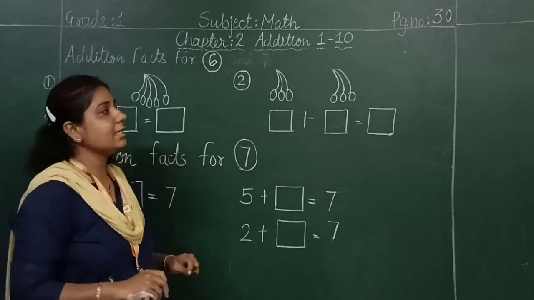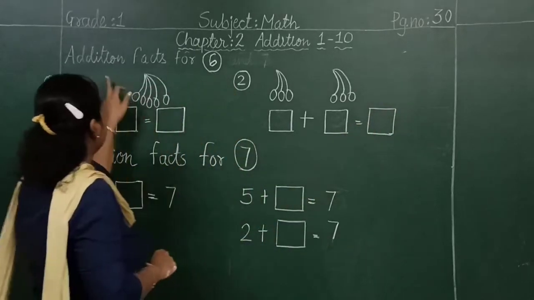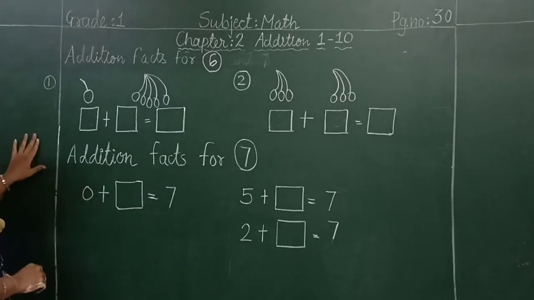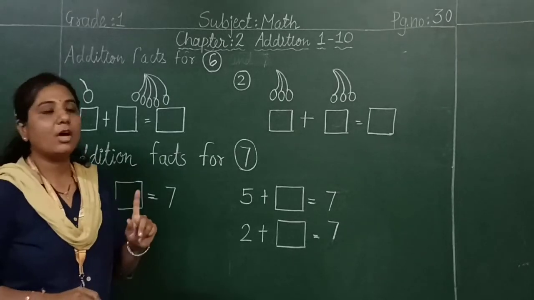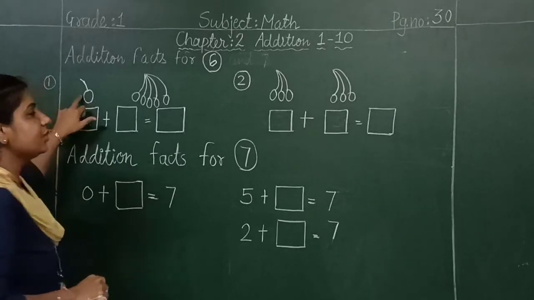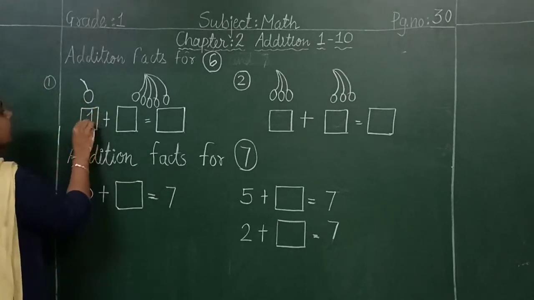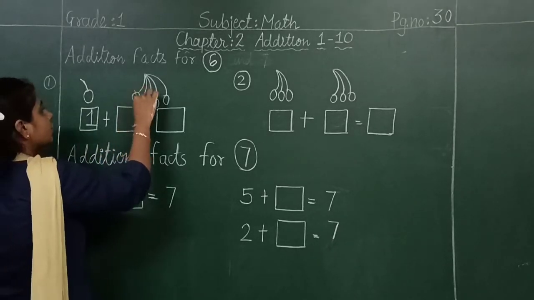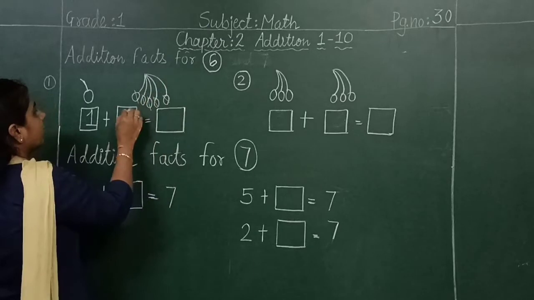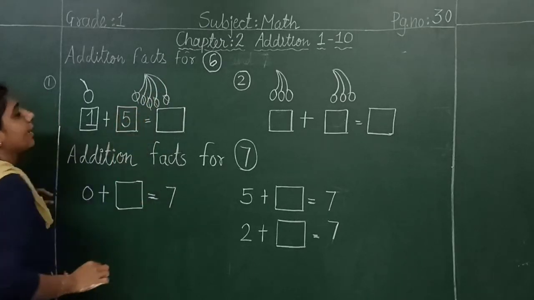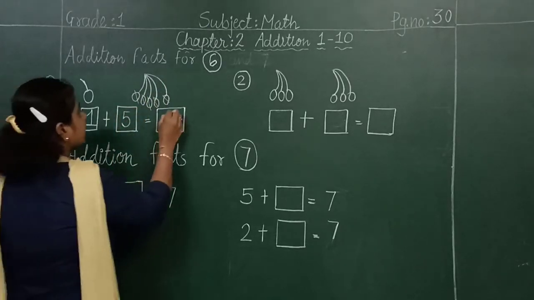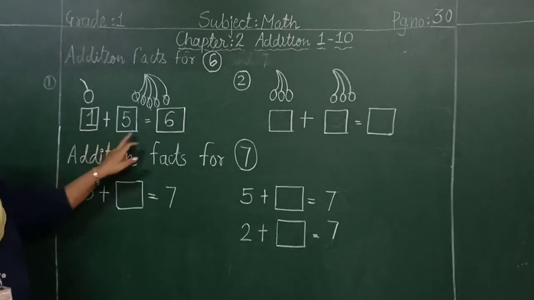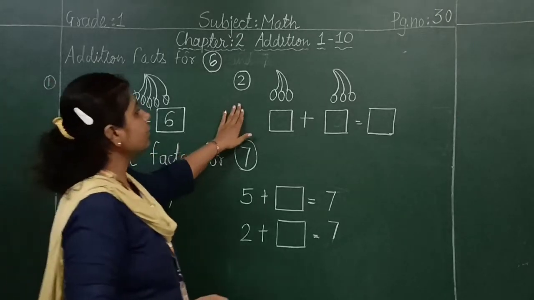We will do one exercise from page number 30. Addition facts for 6. Number 1. Here you are having picture of cherry. Here how many cherries? 1. Yes, this is only 1. After that you have to count. 1, 2, 3, 4, 5. So 1 plus 5 makes 6. Yes, 1 plus 5, 6. After that, 2 number.